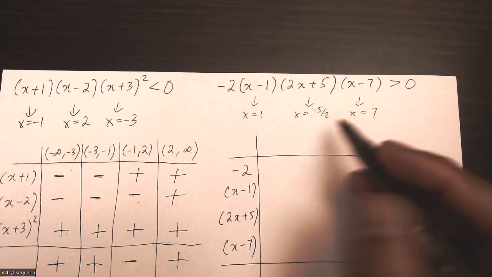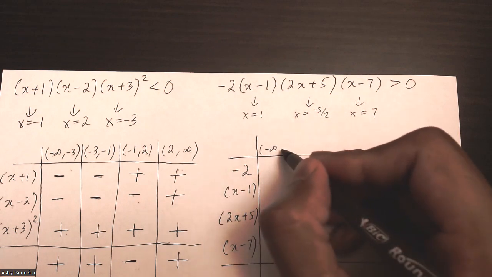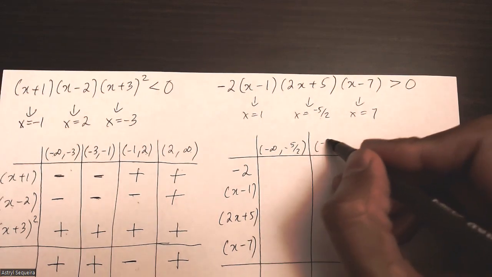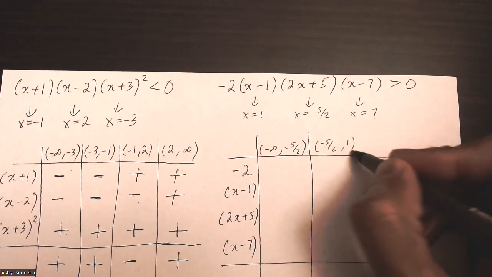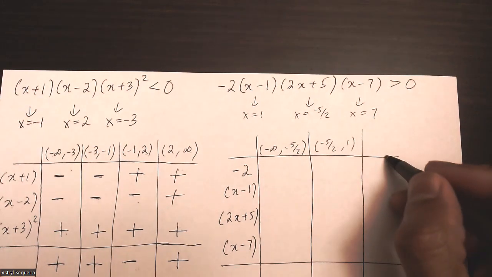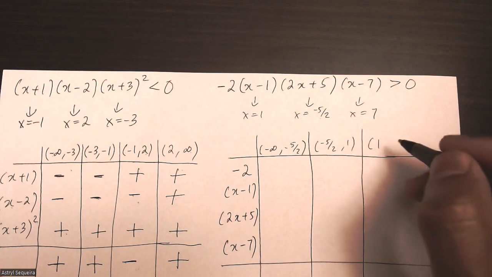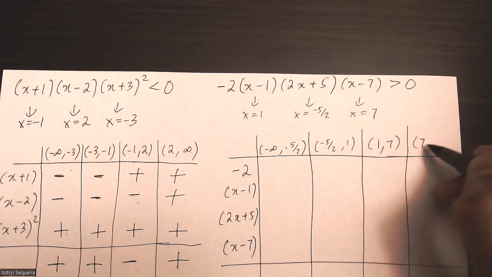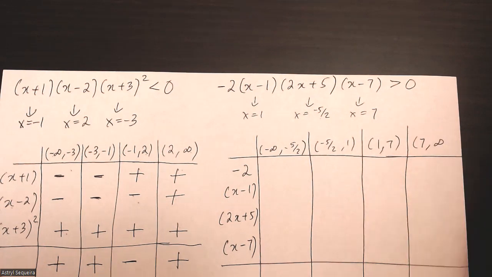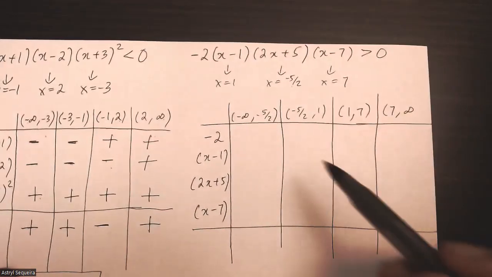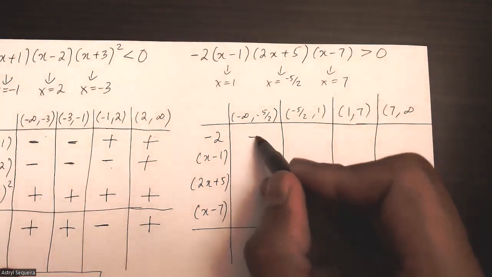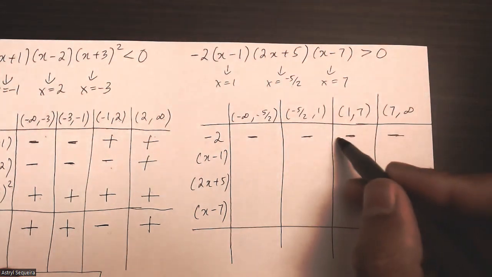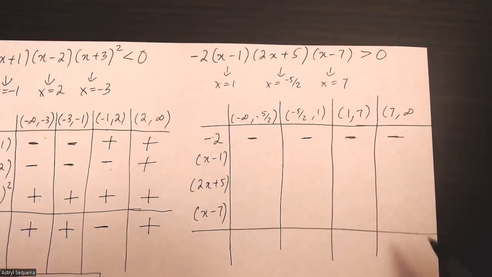So the lowest is -5/2, so I'm going from -infinity till -5/2. Then I'm going from -5/2 till +1. Then I'm going from +1 to +7. And then the last one is from +7 to +infinity. So if I have -2 here, it doesn't matter what value of x you have, it's always going to be negative because there's no x there, it's just a negative coefficient.